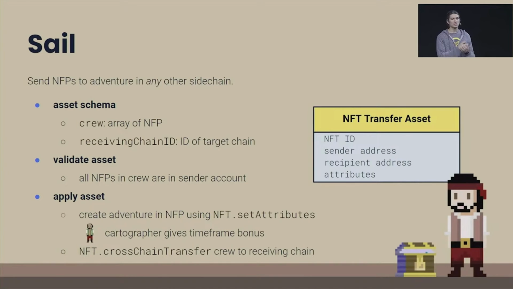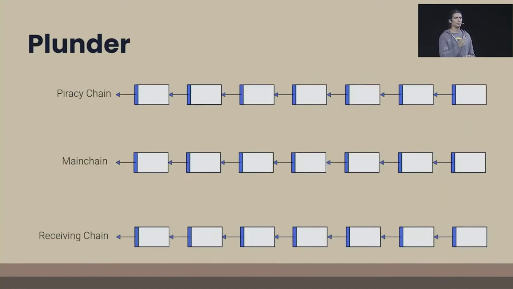And then again, once the pirate arrived in the receiving chain, the sender can send them back to the piracy chain, and the adventure is processed, and eventually the attributes updated. And our pirates get stronger, which is very important, because the next custom transaction, Plunder, allows us to attack a user in another compatible sidechain.